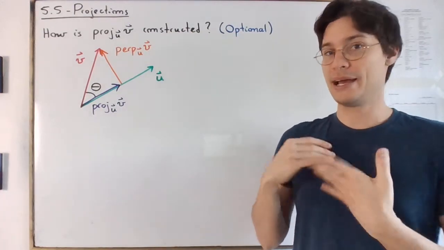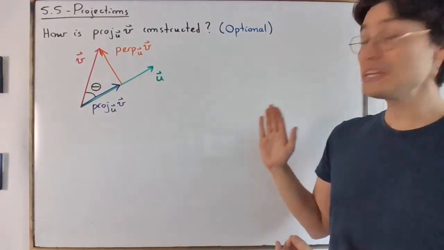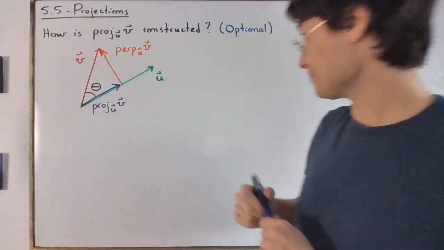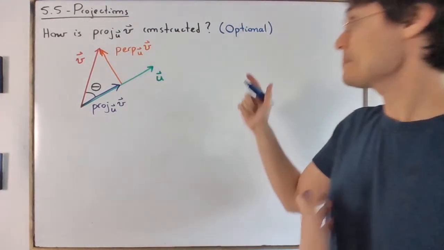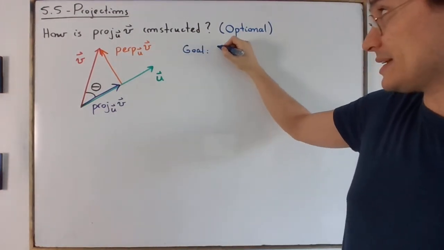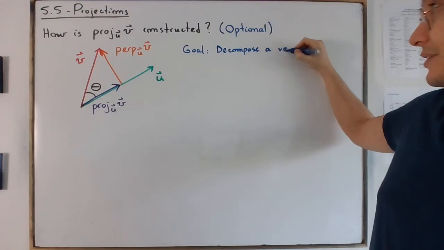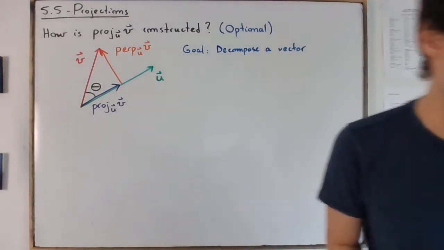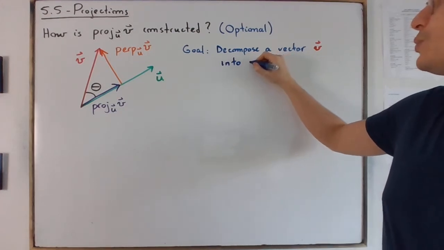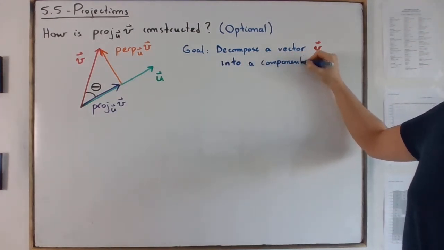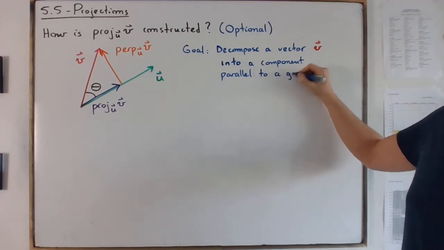So what is our goal that allows us to write this formula? The goal, and this is what I said in class, is to decompose a vector v into a component that's parallel to u and a component that's orthogonal to u. Let's write this down. Our goal is to decompose a vector v, the v that's in my picture, into a component parallel to a given vector u.